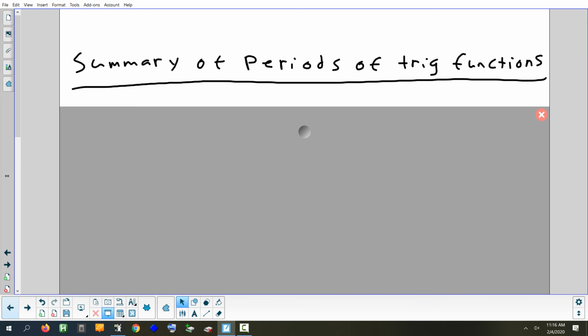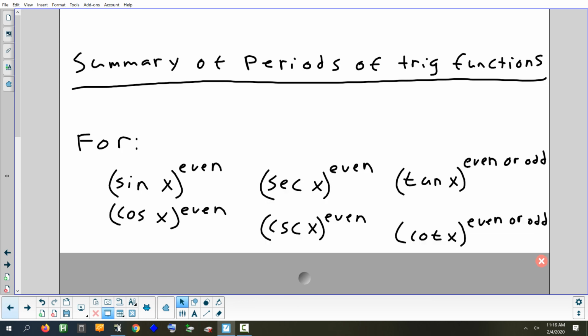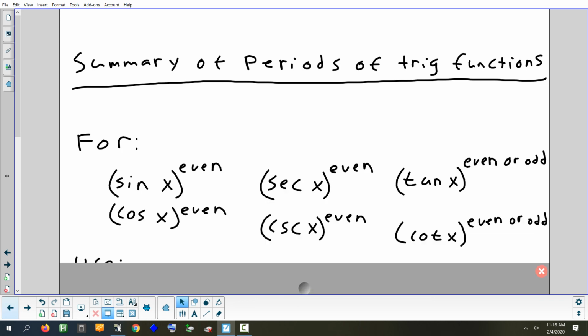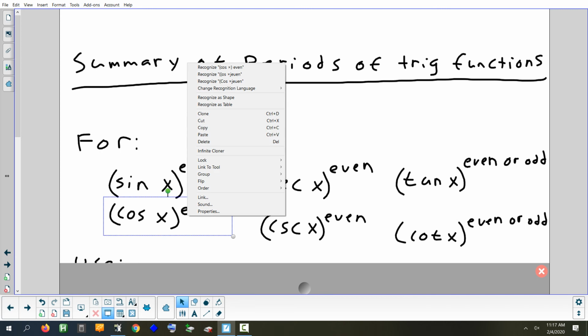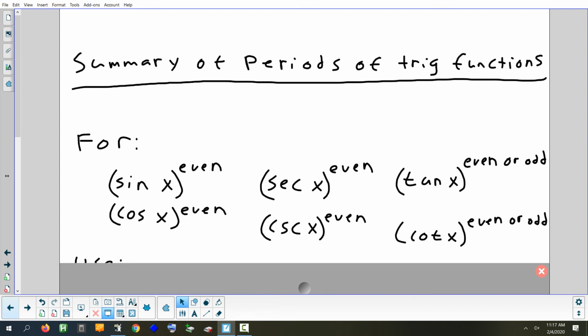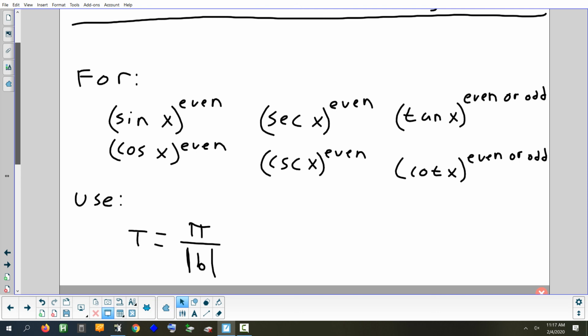Now, what it really boils down to is whether it's raised to an even or an odd power. Okay? That's what we're going to look at. So, for any problems that fall into this pattern, sine to an even power, cosine to an even power, secant to an even power, cosecant to an even power, or any tangent or cotangent, even or odd, doesn't matter. The formula that you use to find the period is 2 pi over b. Remember, b, I'm just going to put this here, is the coefficient of x.